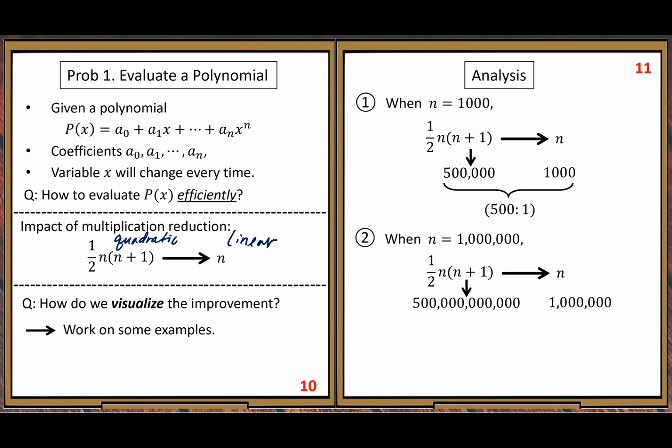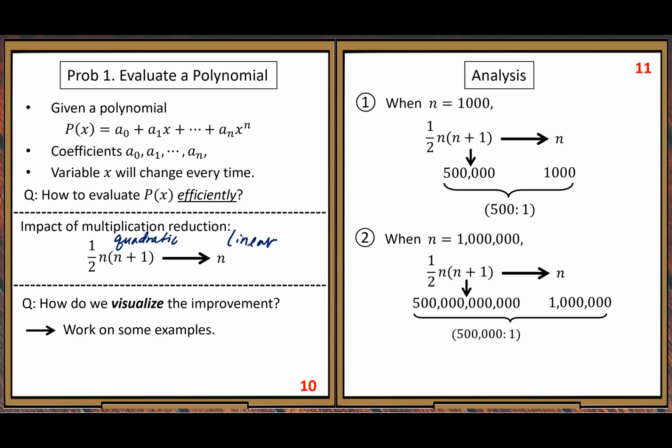Then let's take the ratio, 500,000 to 1, that ratio. Think about that big difference. From the number, you can see the huge difference already, right? Here, I like to push this visualization another step further.